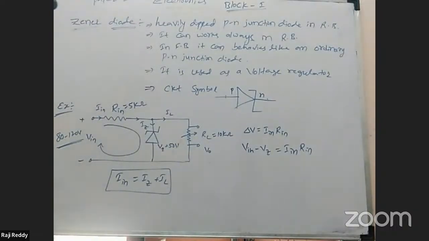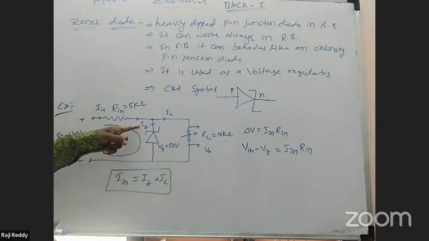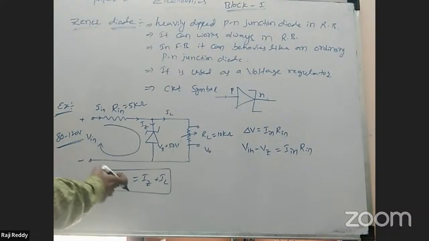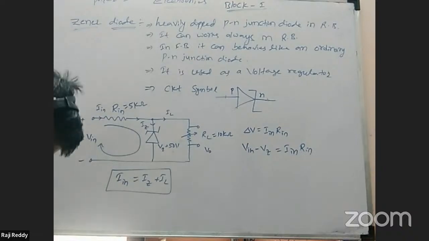Based on those given values you can find out IL. If you get IL something and I in something, automatically IZ also will be obtained from this equation: IZ is equal to I in minus IL. Then we'll get minimum current. Similarly, we'll get maximum current.